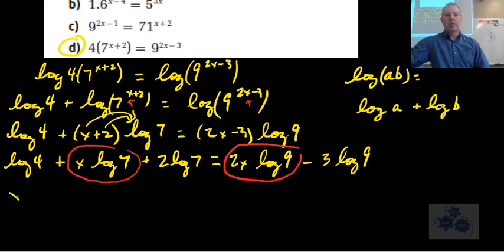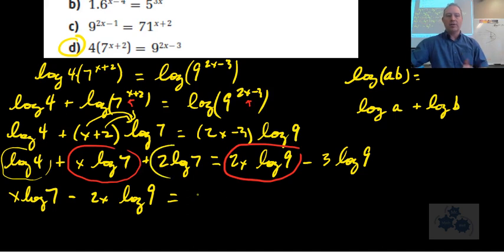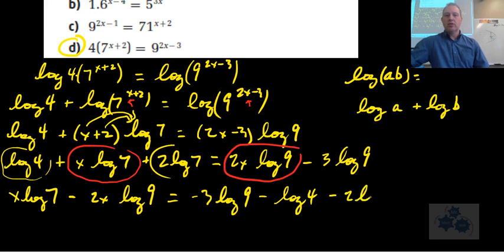So this is going to be looking like this. X log 7 minus 2x log 9. That's going to be on the same side. And we're going to pull everything else that was on the same side over to the other side, and we're going to switch the signs. So this is going to be, well, the negative 3 log 9 is going to be over there. We're also going to subtract log 4. And we're going to subtract 2 log 7.